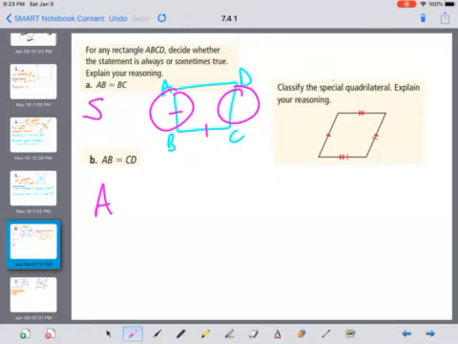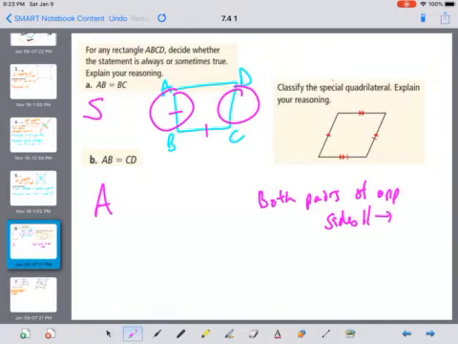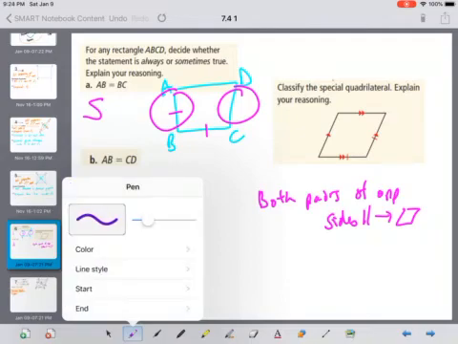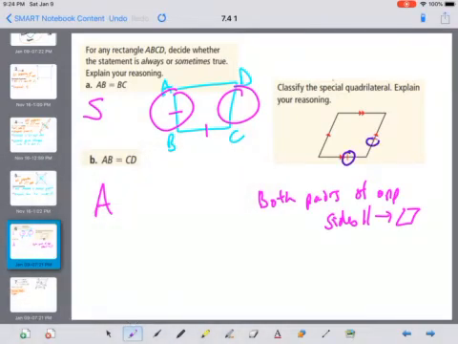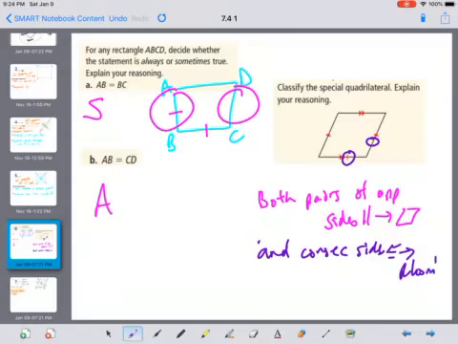For the one on the right, classify the special quadrilateral, and explain your reasoning. So looking at the markings, I could see that because both pairs of opposite sides are parallel, that would tell me that it's a parallelogram. But then it also has the congruent sides there, and we have consecutive sides congruent, which makes it a rhombus.